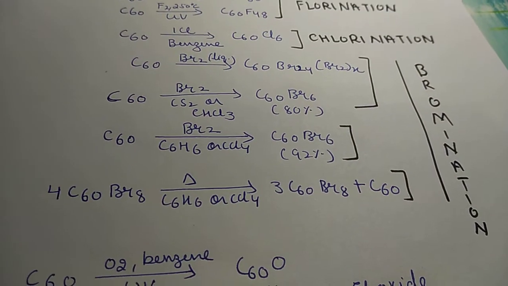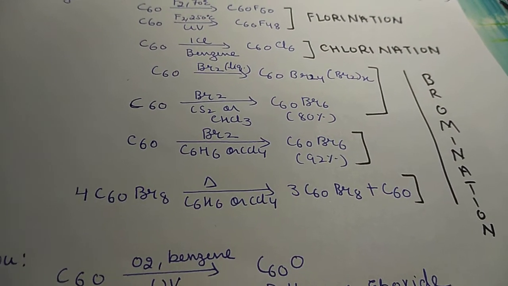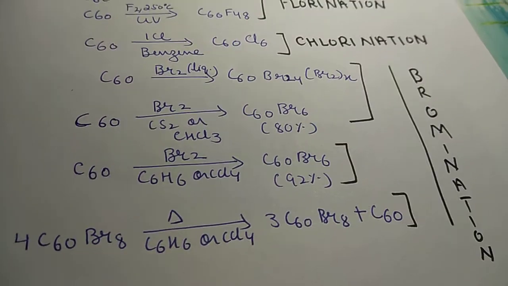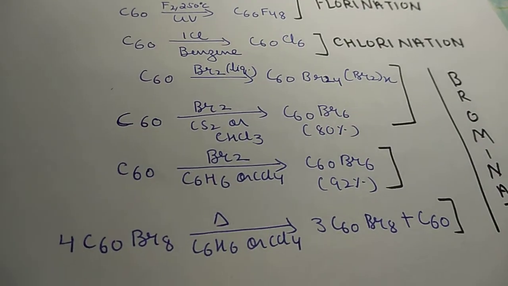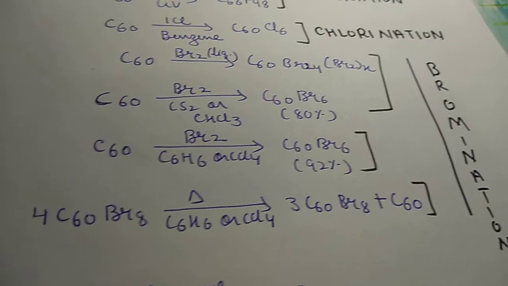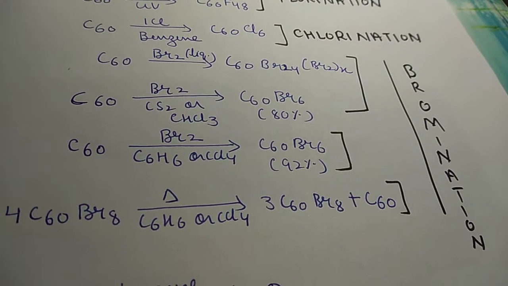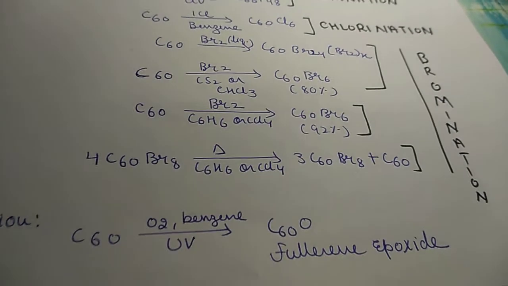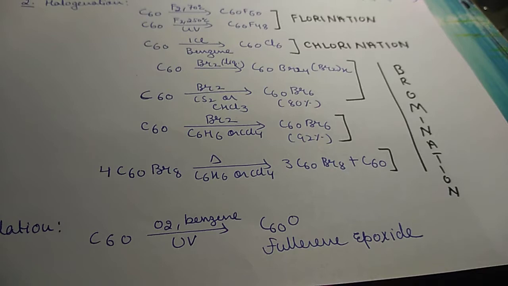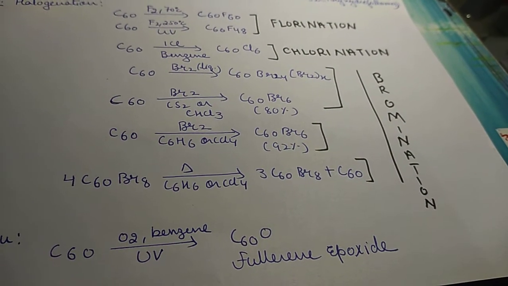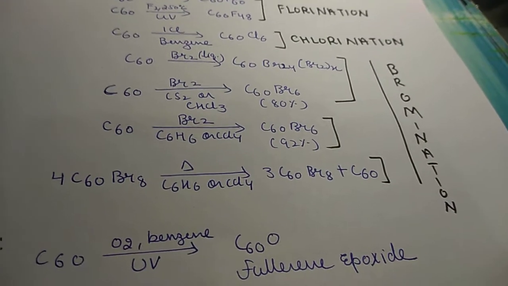And if we further heat it, 4 molecules of C60Br8, if we heat it in the presence of benzene or CCl4, we get 3 molecules of C60Br8 plus C60. Then oxidation. Oxidation in the presence of benzene and UV radiation, C60O, fullerene epoxide is formed.